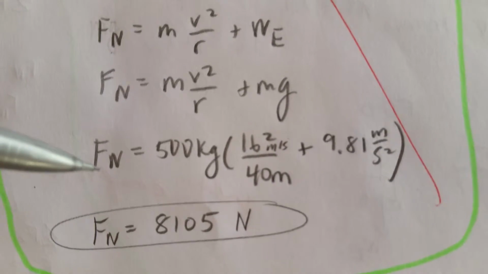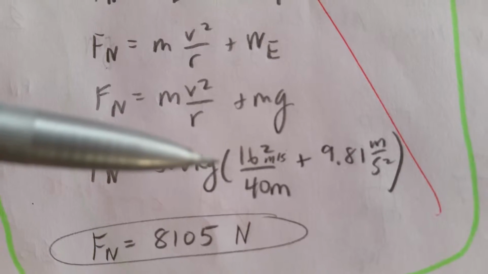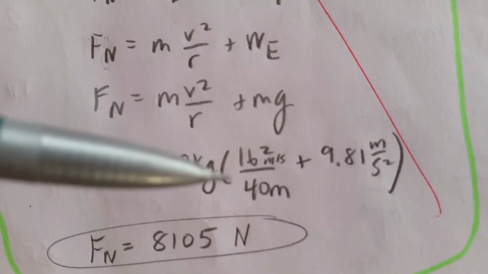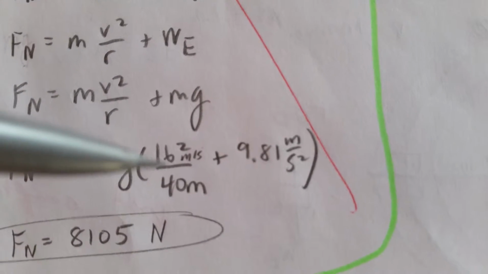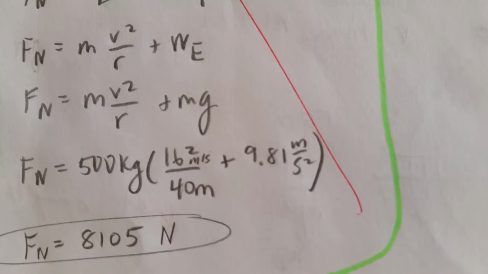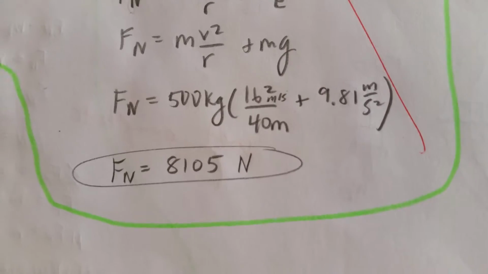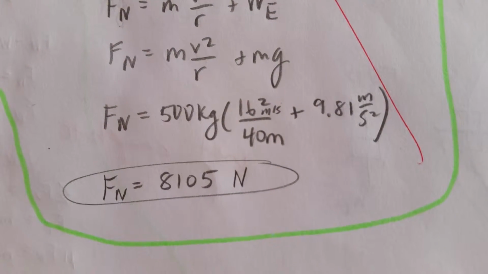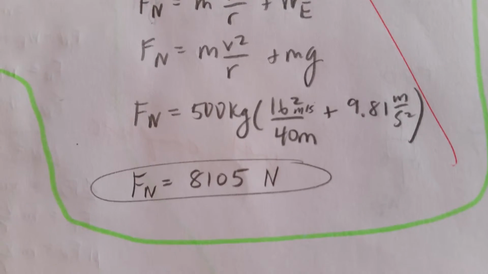Plugging in what I know, the mass is 500 kilograms, the velocity it gave us was 16 meters per second, and you square that and divide it by 40 meters, which is the radius of that picture right there. And then you add gravity. I took out the mass, so that just goes out in front. Then you add the gravity to this value. So you come up with 8,105 newtons as the force normal, or the force of the track on the car at the bottom of the dip.